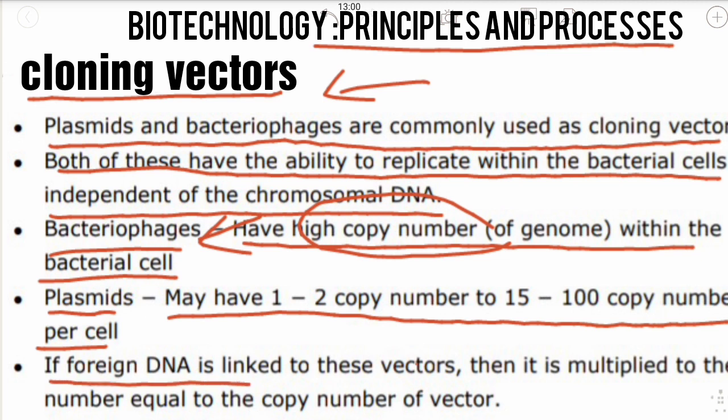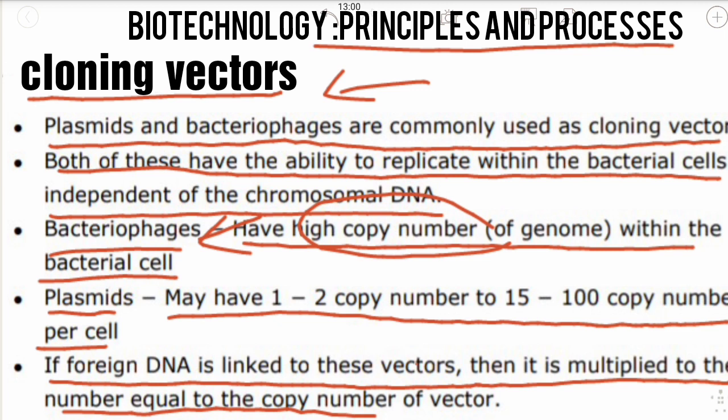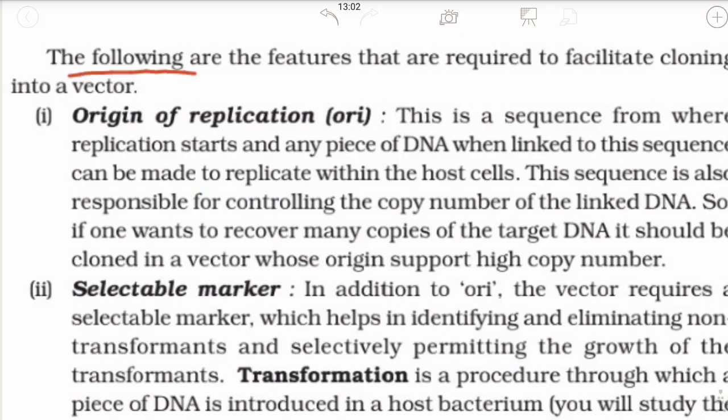So if foreign DNA is linked to these vectors, like plasmid or bacteriophage, then it is multiplied to a number equal to the copy number of the vector. The following are the features that are required to facilitate cloning into a vector.